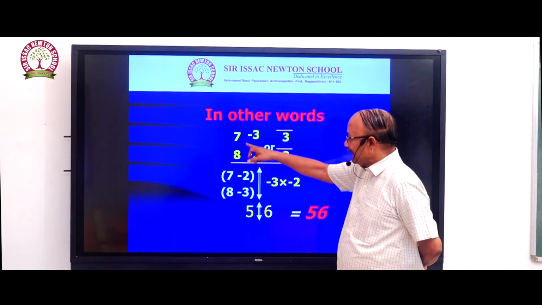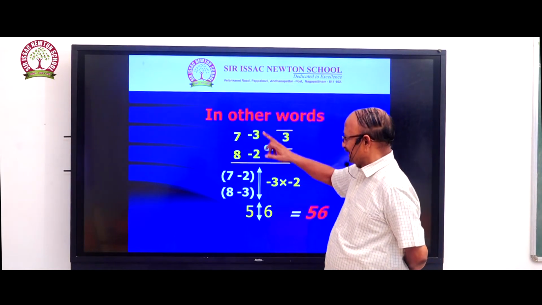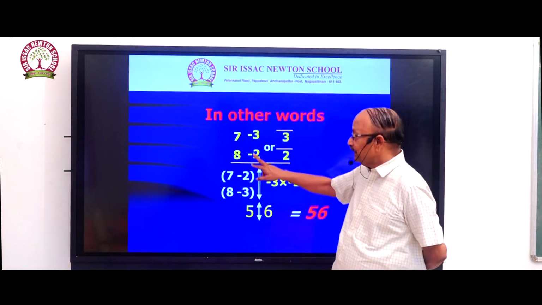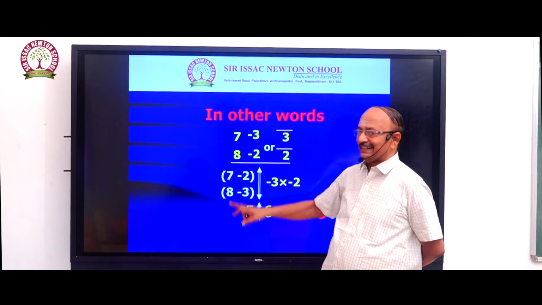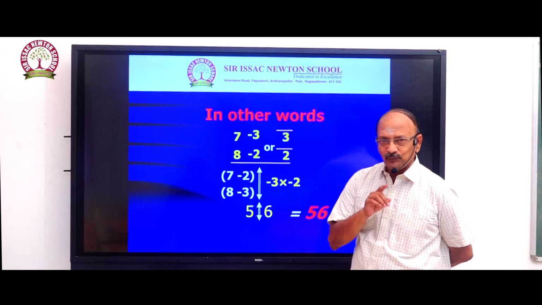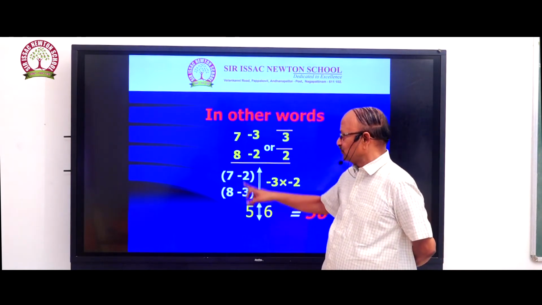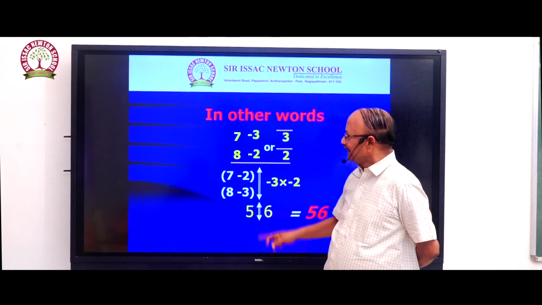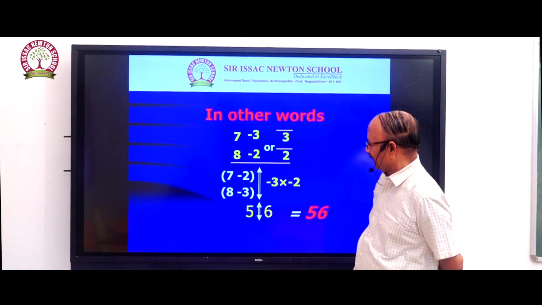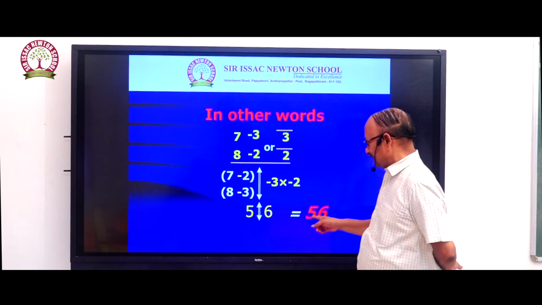So diagonally you add. For example, 7 minus 2 and 8 minus 3, which gives you 5. You will not get two different values when you diagonally add. You have to be very careful. If you are getting different values, it means you are making some mistake somewhere. So 7 minus 2 is 5, 8 minus 3 is 5. Here you multiply the deviations, that is minus 3 into minus 2, minus into minus is plus, 3 times 2 is equal to 6, which gives 56.